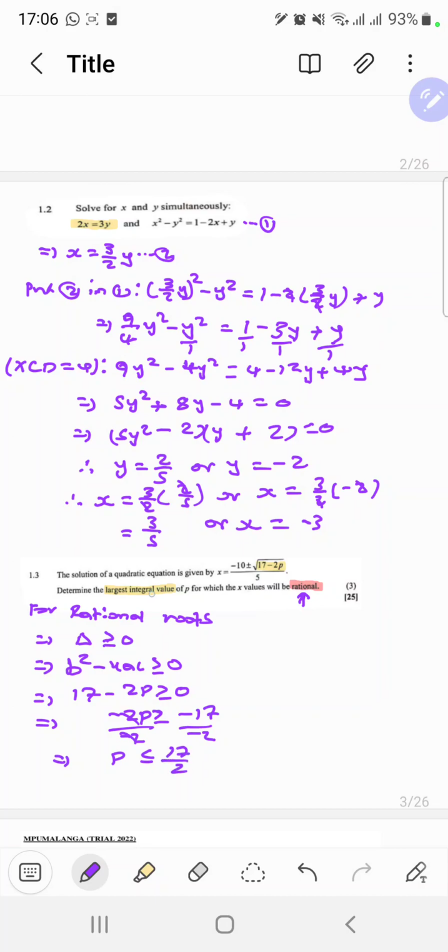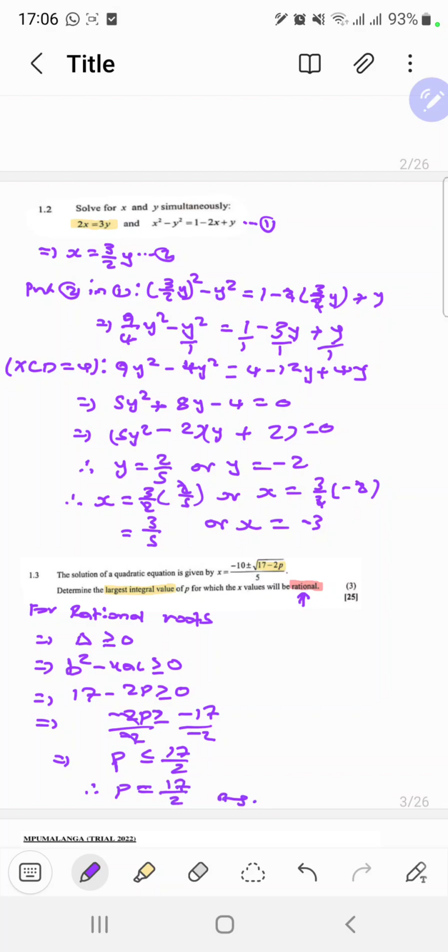But now hold on. They said the greatest or the largest. Remember, this is already a max. The max is 17 over 2 or any number less. We can get rational roots. So this is what this means. But now we wanted the largest value. So the largest value here will become that 17 over 2.